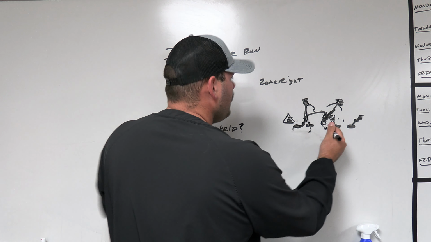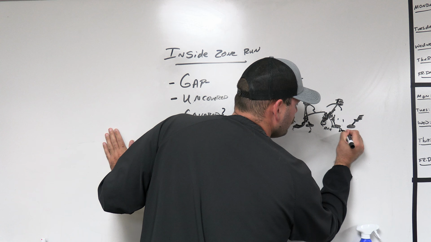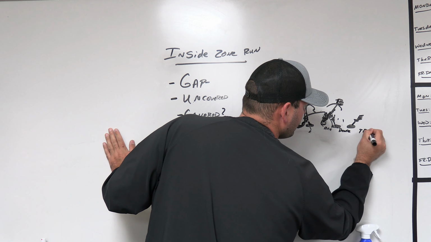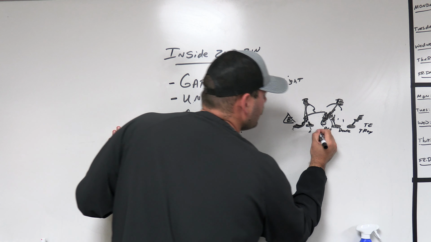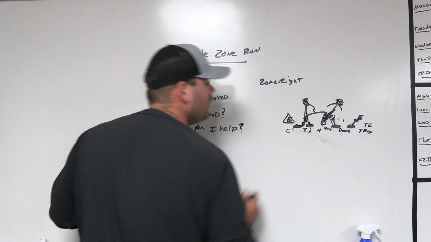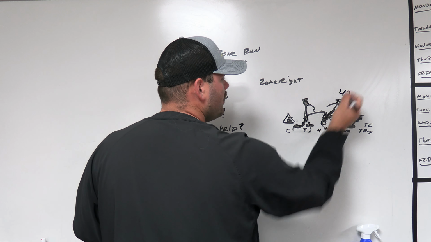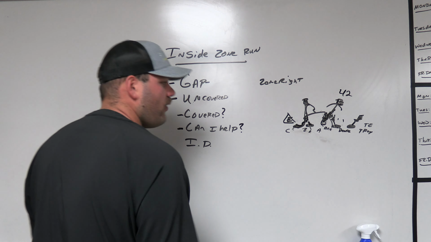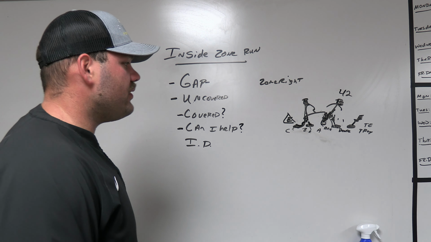Let me go through this real quick. Ace, deuce, tray, if there was a tight end. And then backside double teams, A, B, C. He'll go up to the line of scrimmage. He'll say, hey, ace 42, time step vertical. And that's just the basics of inside zone.